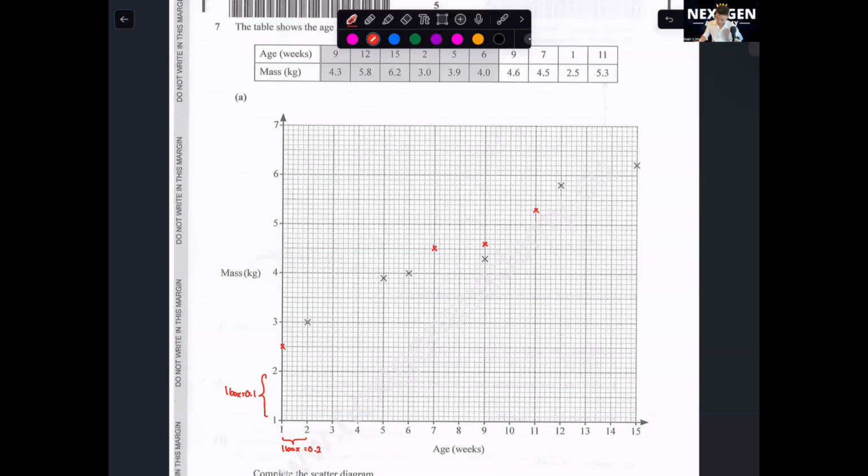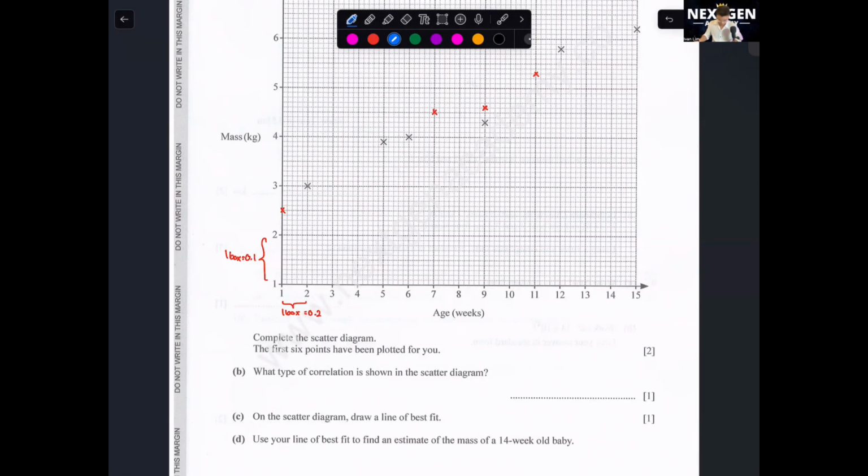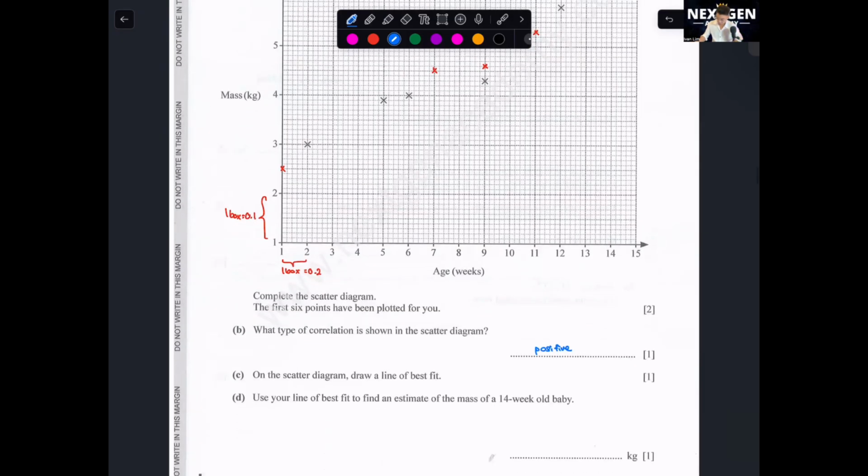What type of correlation is shown in the scatter diagram? This is called a positive correlation. Please do not write directly proportional. There's only positive, negative, or no correlation. Question D, use your line of best fit to find an estimate. Question C, draw the line of best fit first.